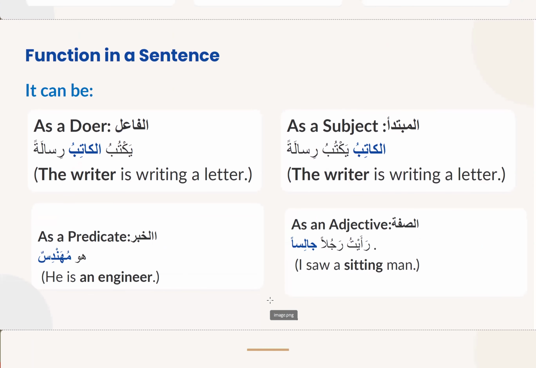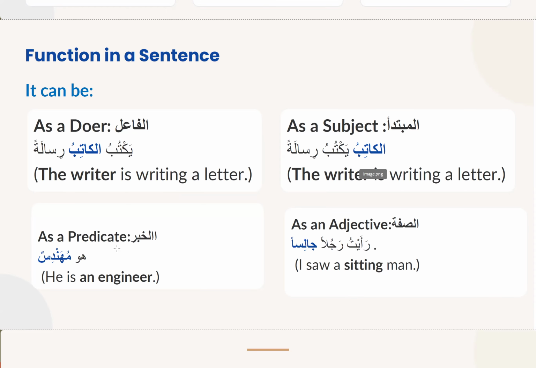Function in a sentence. Now we're going to see the function of an Ism Fāʿil in a sentence. It can be a doer, al-fa'il. For example, yaktubu al-katibu risalatan. The writer is writing a letter. Here al-katib is the Ism Fāʿil. Now it can come as a mubtada, or subject of a nominal sentence, which is the first word in a normal sentence. For example, al-katibu yaktubu risala is the same sentence as here. The writer is writing a letter, but as it comes as the first word in a normal sentence, it becomes a mubtada grammatically.